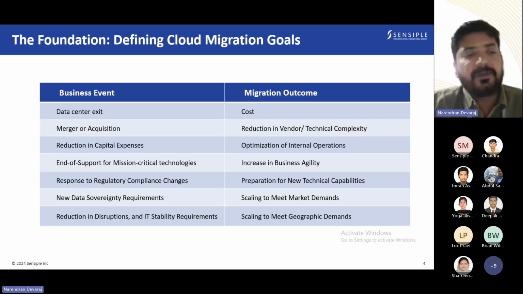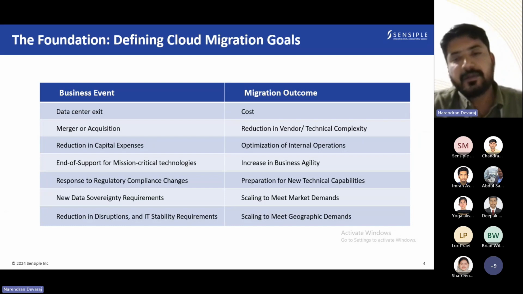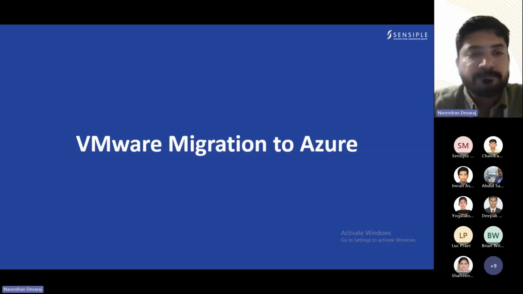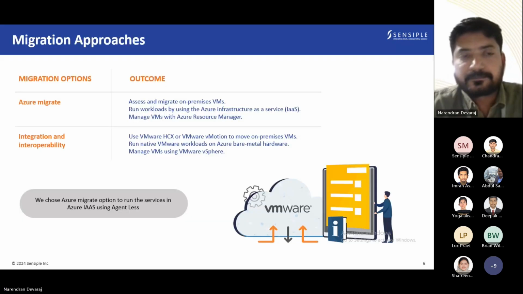If stability and minimizing disruptions are the key goals, migrating to cloud allows scaling and meeting the global and local demands. You can scale up as and when required, or you can reduce it as and when business is normal. So now let's get into VMware migration to Azure.